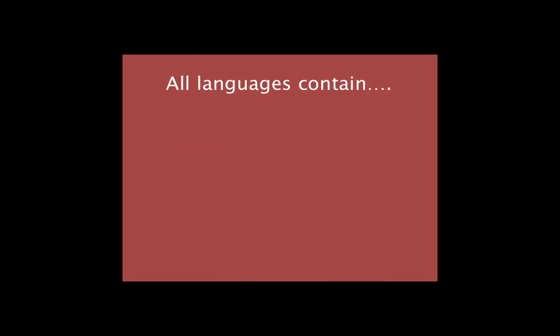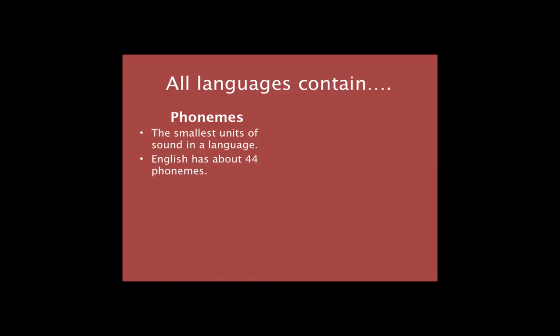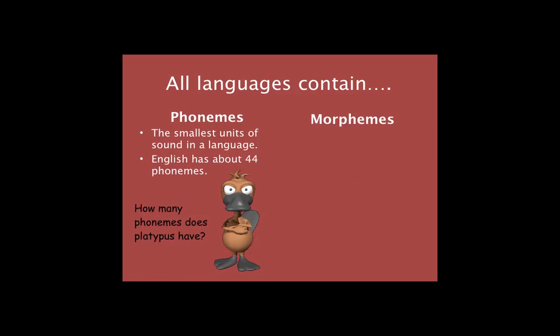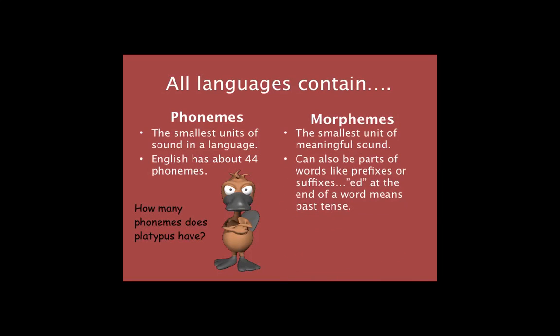All right, all languages will contain phonemes, which are the smallest units of sound in a language. English has about 44 phonemes. How many phonemes does platypus have? Morphemes deal with the smallest unit of meaningful sound. They can also be parts of words like prefixes or suffixes, like -ed at the end of a word means past tense, okay?